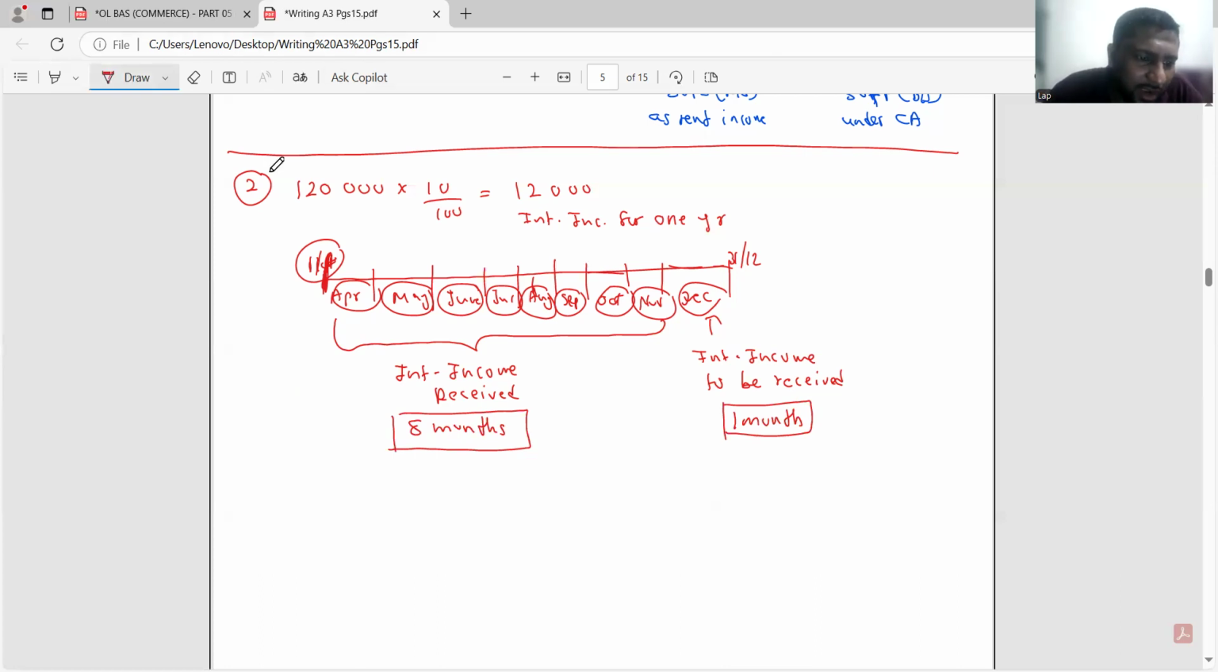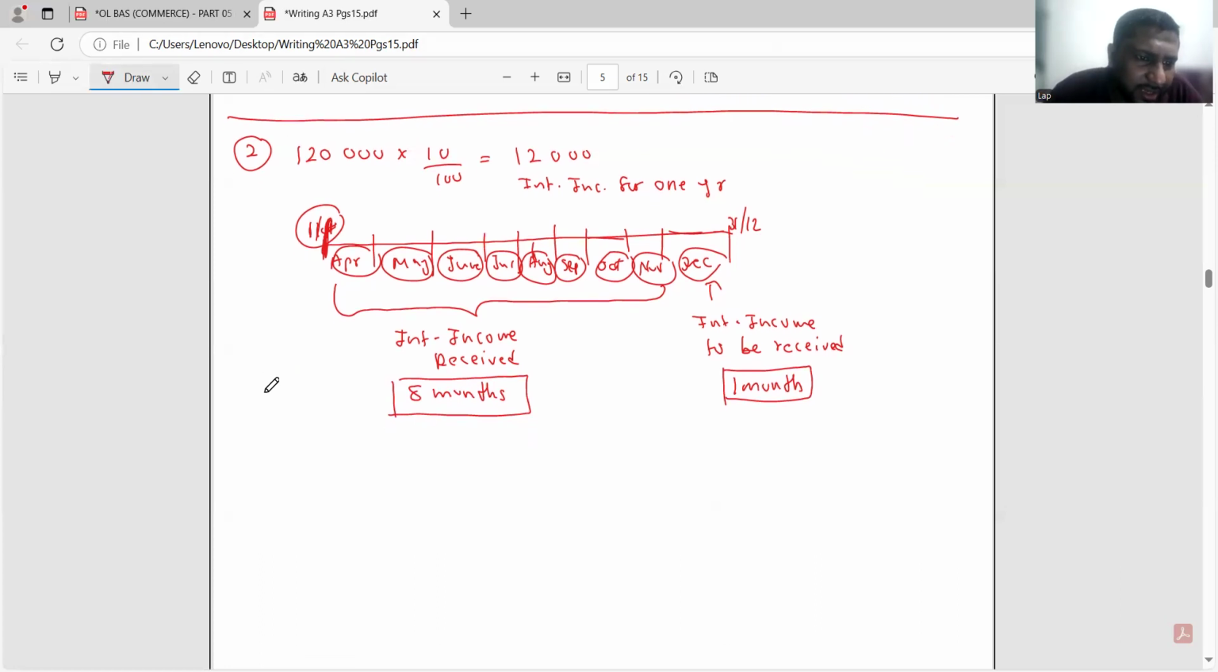So now we can find out the received amount and the to be received amount. 12,000 is the interest for the entire year. That means for a month it is 1,000. Likewise for 8 months, 8,000. And to be received for 1 month, that means 1,000.